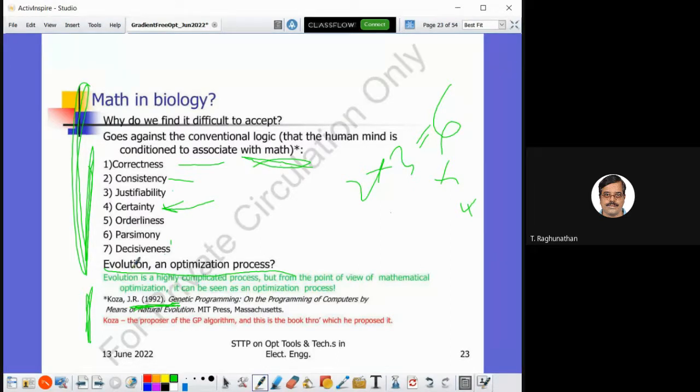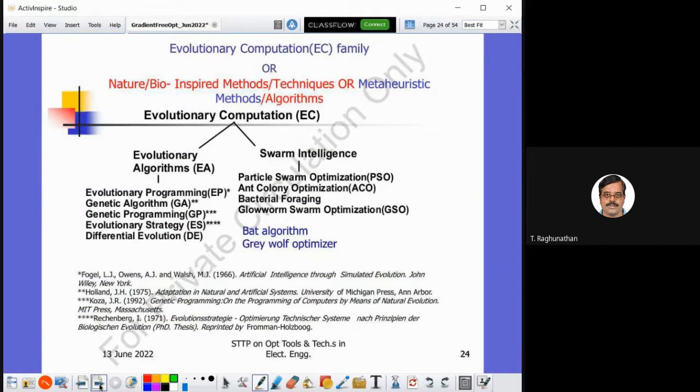The author who said all this is Koza. The book name is Genetic Programming. Like GA, he proposed one genetic programming algorithm. So in that book, he said all these things. So we come to that.